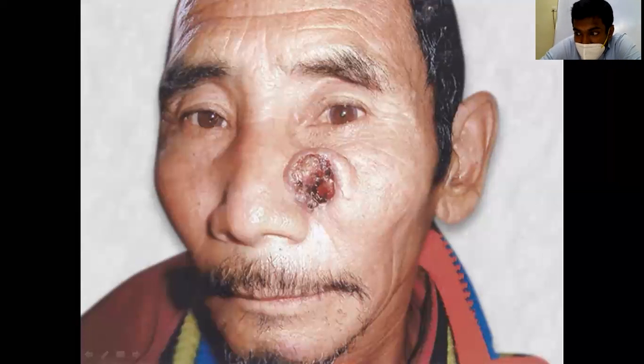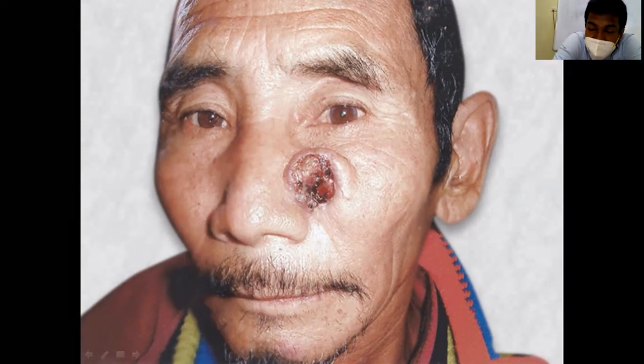Basaloid cells, okay. So, basically, it is a basophilic nucleus. Ovoid cells in nests in a palisading manner. Anything more you would like to add?